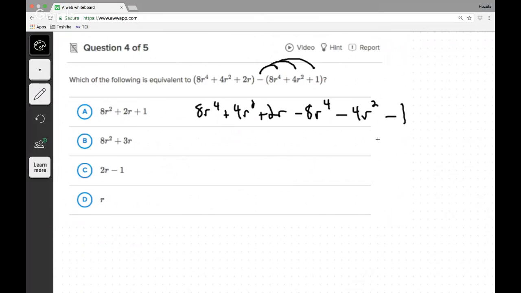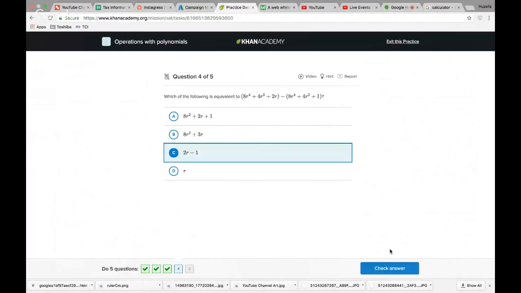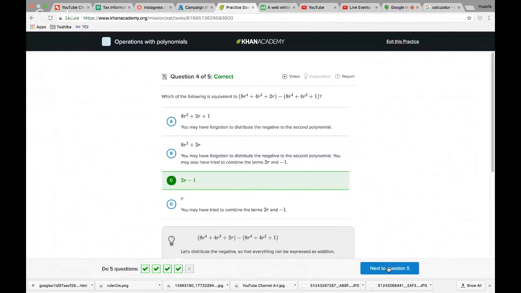And again, let's see what we can do here. Let's do the largest exponent, largest degree first. Look at that. We got the 8r to the 4th and a negative 8r to the 4th. Those guys should go away. Then we got a positive 4r squared, a negative 4r squared. Those guys cancel out. And then we got a 2r minus 1 left. That's it. A lot of cancellation there. So that's actually pretty straightforward. We got C as our final answer. Good to go.